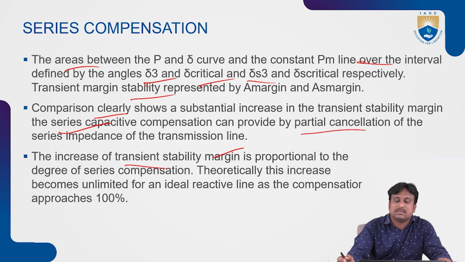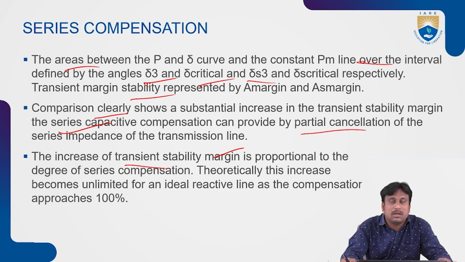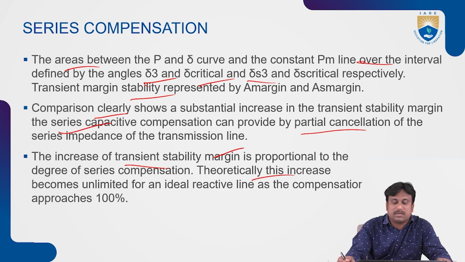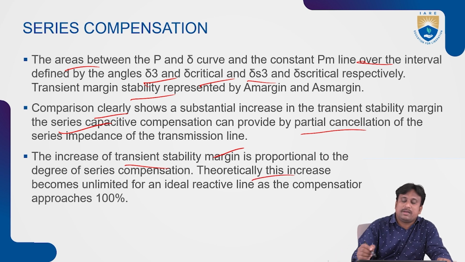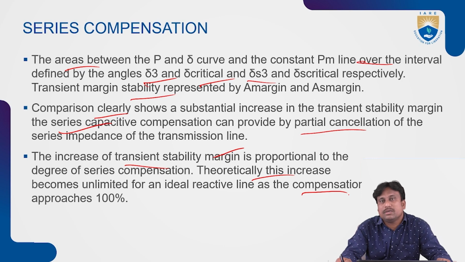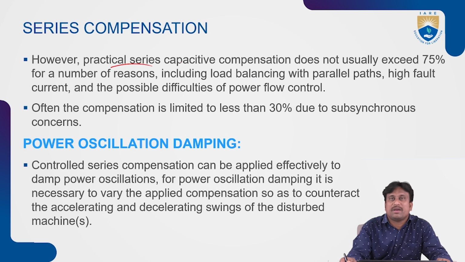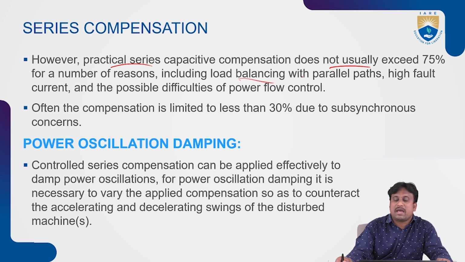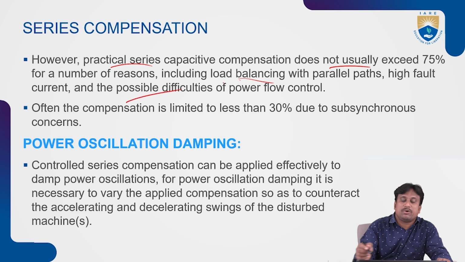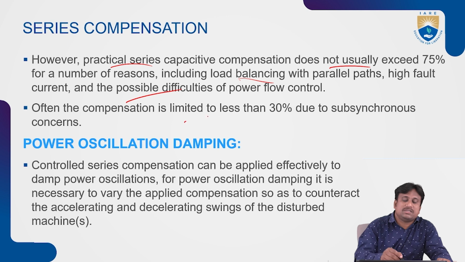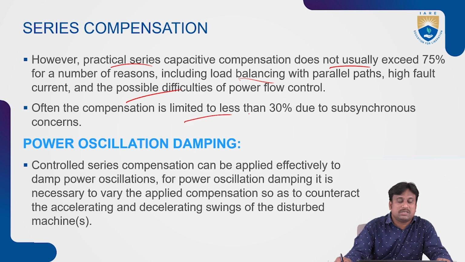So the increase of transient stability margin is proportional to the degree of series compensation. Therefore, theoretically, this increase becomes unlimited for an ideal reactive line, as the compensation is supposed to approach 100% of the level. However, in practical series capacitive compensation, it does not usually exceed 75% for a number of reasons, including load balancing with parallel paths, high fault currents, and the possible difficulties of power flow. So usually the compensation is limited to less than 30% due to subsynchronous concerns.